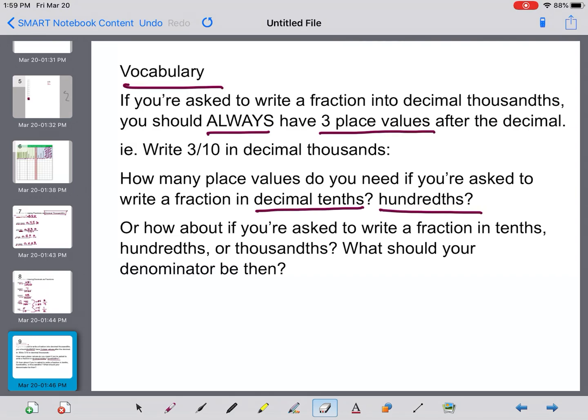Okay, so if you are asked to write a fraction in decimal tenths, you only need 1 place value after it. In decimal hundredths, you would only need 2 place values after it. Okay. How about if you're asked to write a fraction in tenths, hundredths, or thousandths? What should your denominator be then? If your decimal is in tenths, then your fraction denominator should be a 10. If it's in hundreds, your fraction denominator should be 100. And if it's in thousands, your fraction denominator should be 1,000.